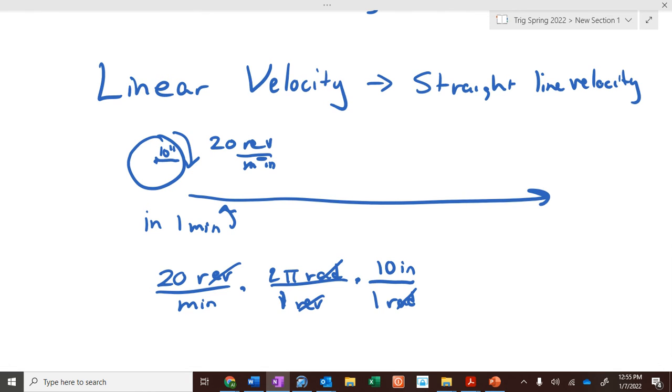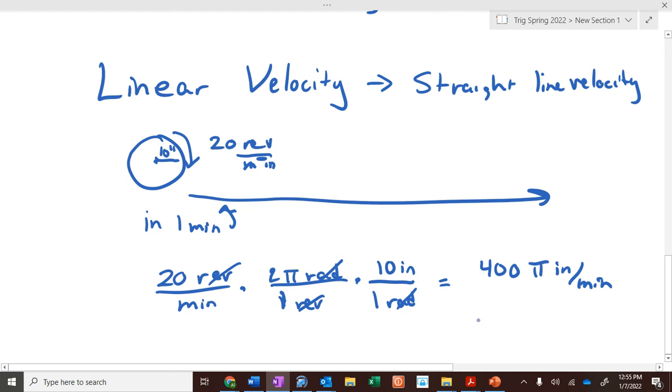Radians, radius. So a radian and a radius cancel when you put in the length of the radius. Now I take 20 times 2, which is 40, times 10, which is 400. So I get 400 pi inches per minute. So it went 400 pi inches. Somebody with a calculator, please. 400 times pi.